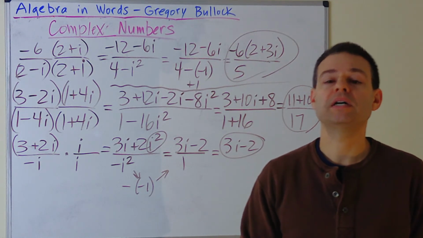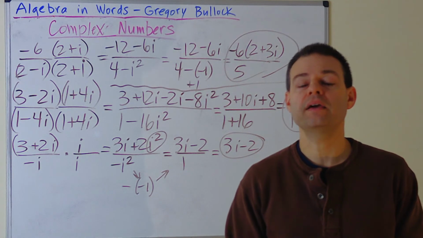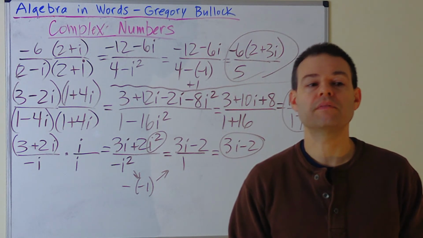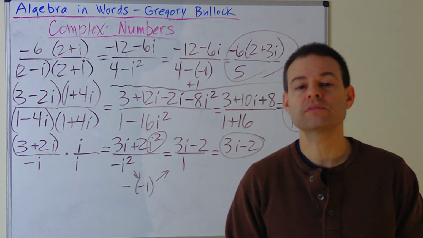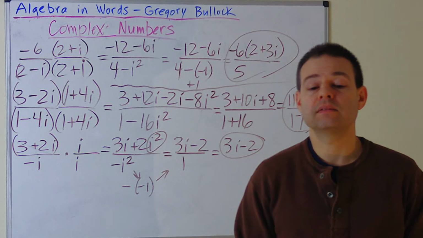So there you go. That's how to rationalize a denominator with i in the denominator. Also sometimes called dividing by complex numbers or dividing by imaginary numbers. And that's all there is to it.